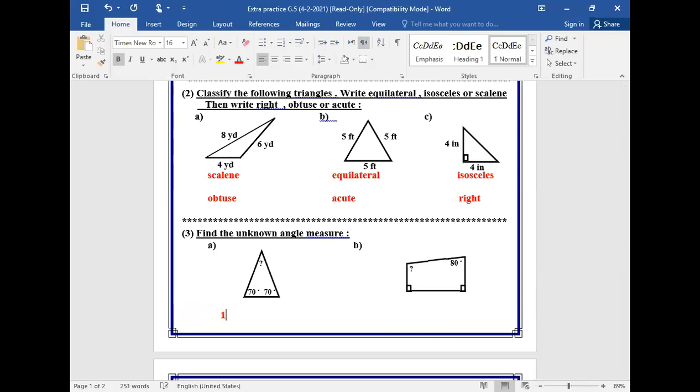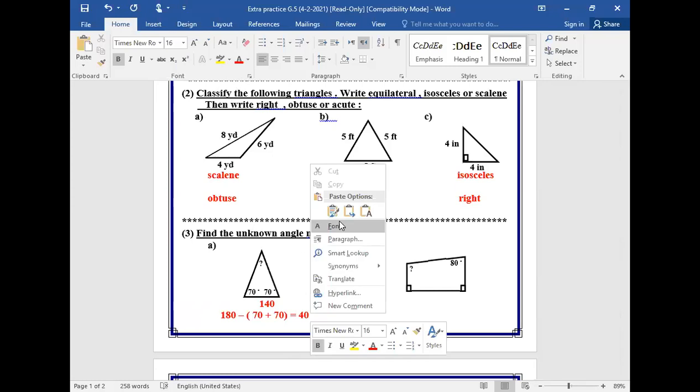180 minus 70 plus 70. We add firstly 70 plus 70 equals 140. Then we subtract 180 minus 140. It will be 40 degrees. Okay.